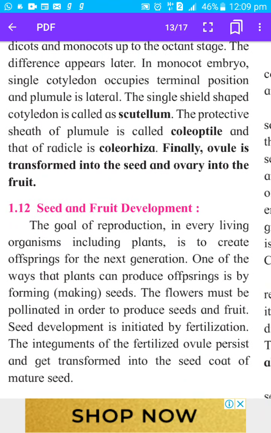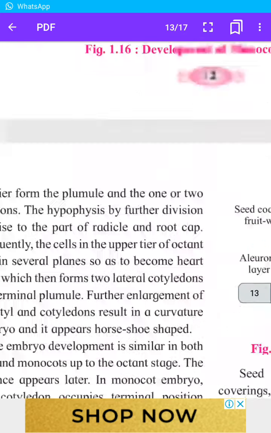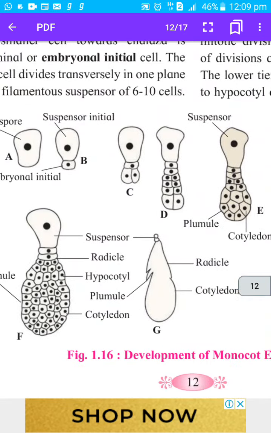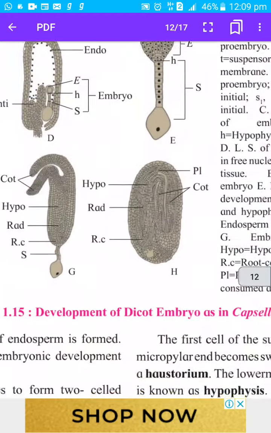The single shield shaped cotyledon is called as scutellum, and the protective sheath of plumule is called as coleoptile, and the protective sheath of radicle is called as coleorhiza. So finally ovule will be transformed into seed and ovary will develop into fruit. Diagrams are given, and you should go through these diagrams.